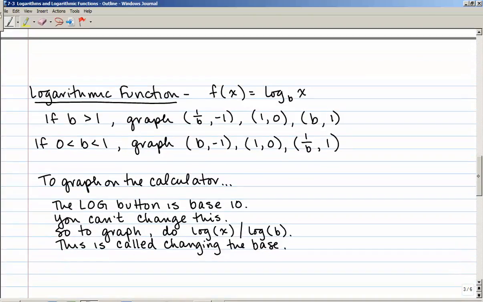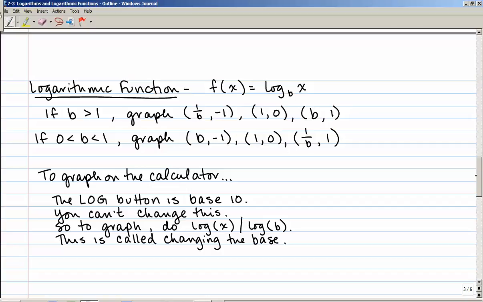Now let's take a look at graphing some logarithmic functions. The basic form of a logarithmic function is f of x equals log base b of x. There's two ways to graph this. The easiest way is to memorize some of these points that we have to graph, because all log functions are going to look basically the same, or there is a way to do it on the calculator, and we'll take a look at both of those ways.